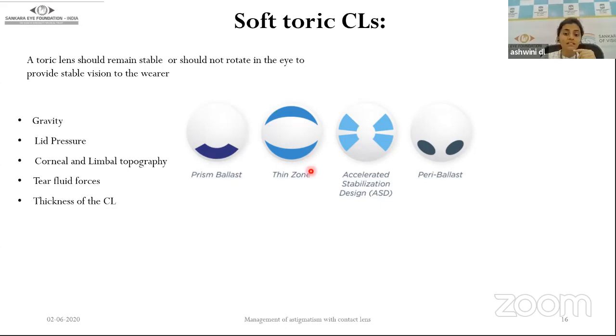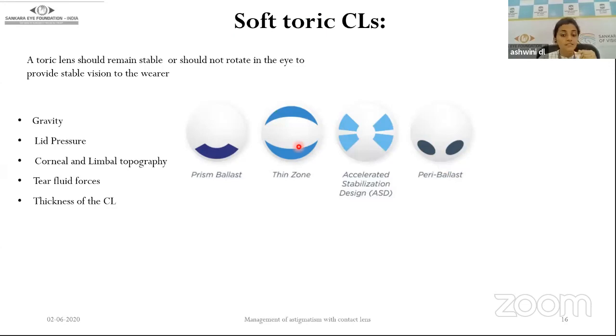Again, in the periballast, the prism is induced in the 6 o'clock position, and superiorly there will be a thin part of the contact lens. Inferiorly, there will be a thicker part. But how it is different from the prism ballast is that this is a prism-free optic zone. In the optic zone part of the contact lens, there will be no prism, because of which there will be stability in the contact lens.